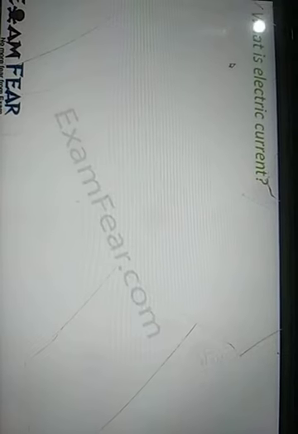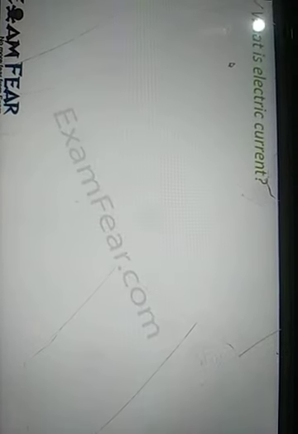So now we are all set to know what electric current is. That is what we have been talking about since long. I have been giving you examples showing where electric current flows. So let us understand what it is.